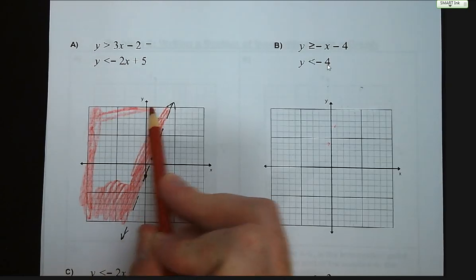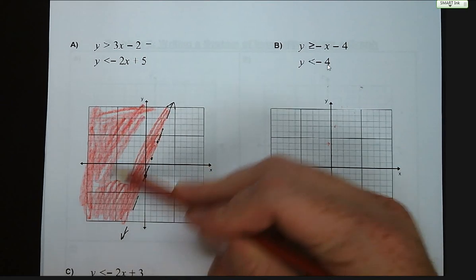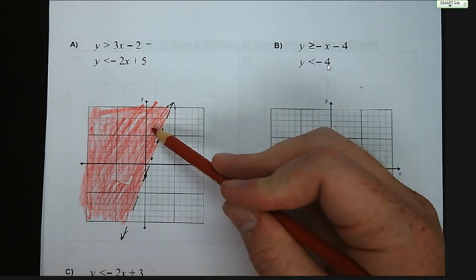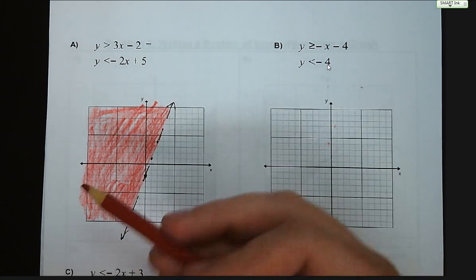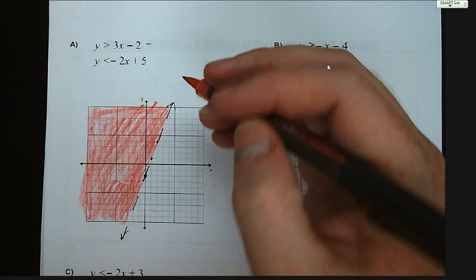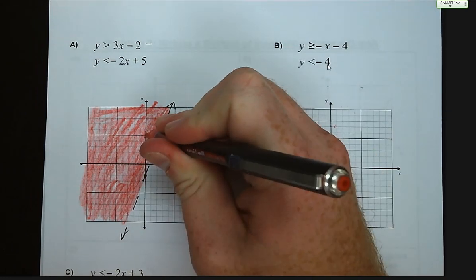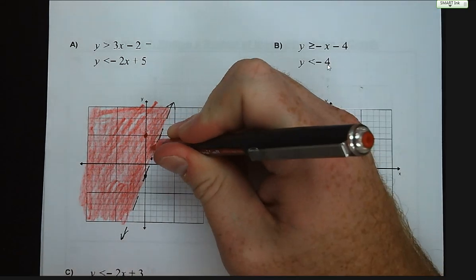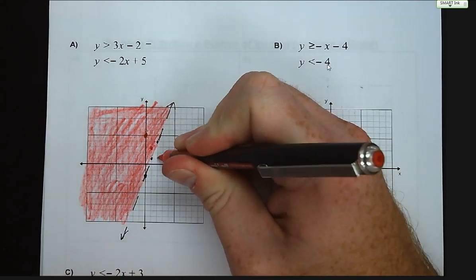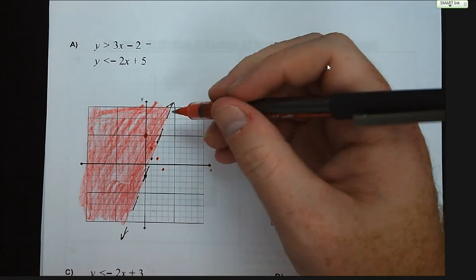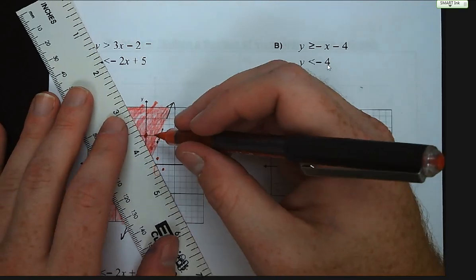If you haven't quite figured out yet, when the inequality symbol is greater than, we are going to be shading above the line. And when the inequality symbol is less than, we shade below the line. All right, so we've got y equals -2x plus 5. So we have a y-intercept at +5 and a slope of -2. So we're going down 2 and to the right 1, down 2 to the right 1, down 2 to the right 1. So we have our line that we can draw.